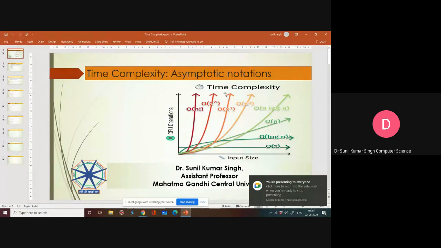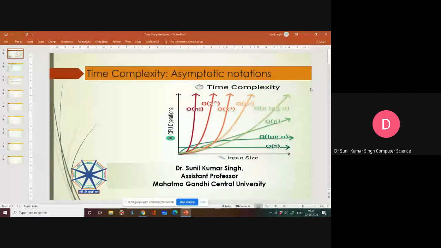Good morning, everyone. Today we have to talk about the fundamentals of dealing with time complexity with the help of asymptotic notations. As you all are aware, there are basically five notations: Big O, theta notation and omega notation. And then there are two other notations, small o notation and small omega notation.